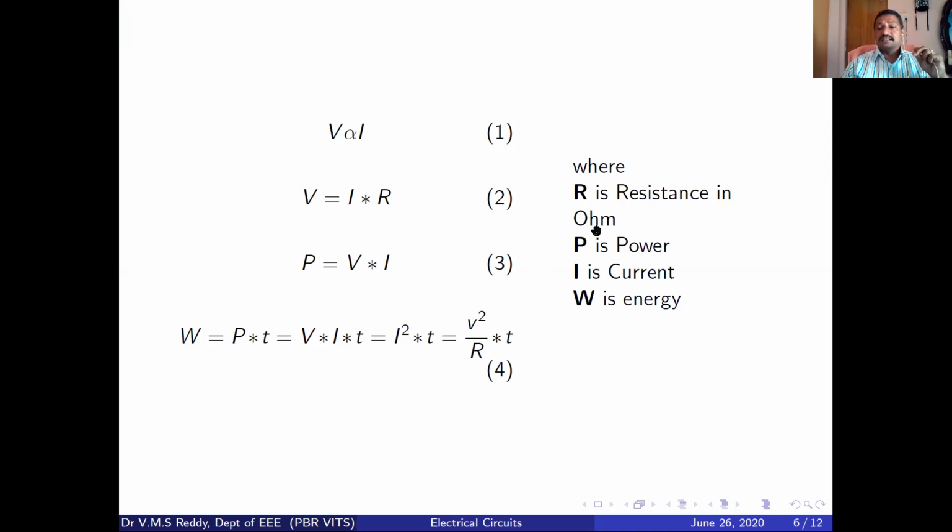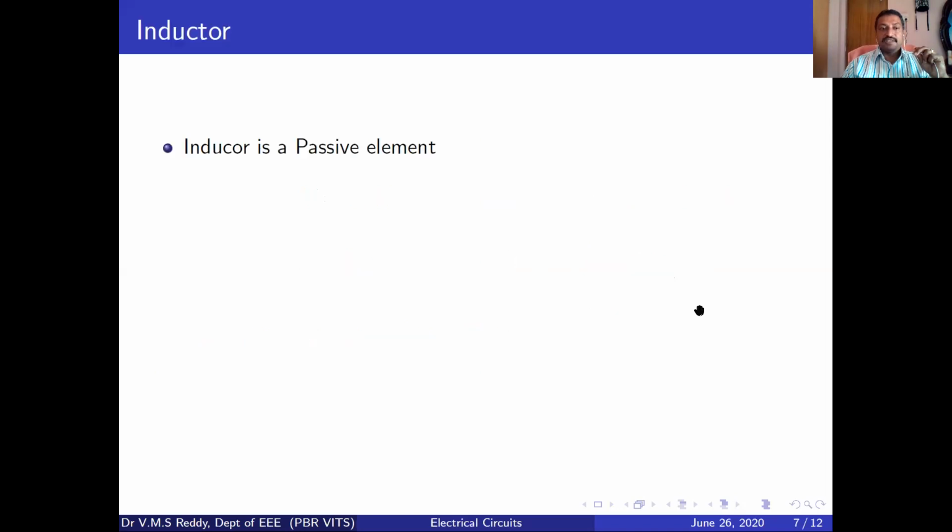Where R is resistance in ohms, T is time, P is power, I is current, and W is energy. Current is in amperes, power is in watts or kilowatts, and energy is in watt hours, watt seconds or kilowatt hours. So this is about the resistor. I hope that you understood the resistor.